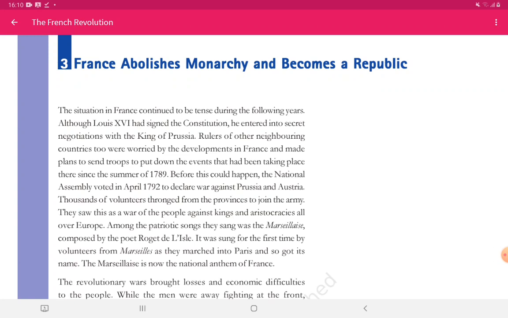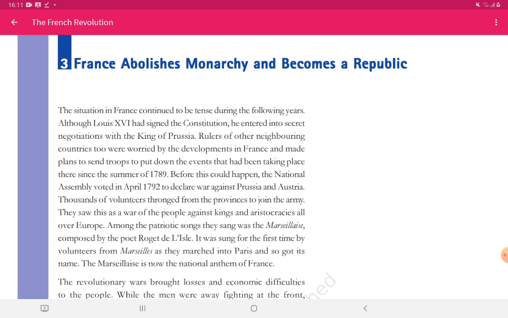Although Louis XVI had signed the constitution, he entered into secret negotiations with the King of Prussia. That means at that time there were Prussian kings, and Louis XVI had a good friendship with them all. We know from our previous knowledge that France continued to be tense because King Louis had already signed the constitution and agreed to the new policies made by the Third Estate, but now he was in secret negotiation with the other kings of Prussia.